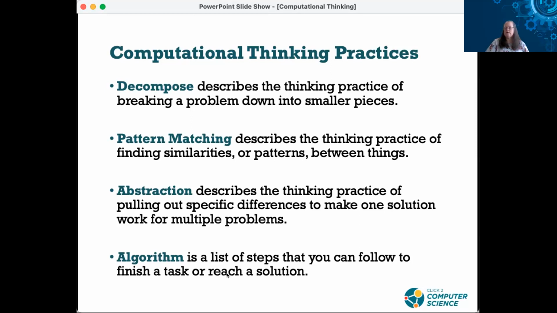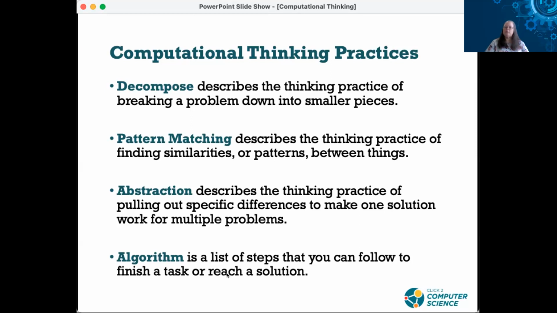So once they started figuring out that they had words that were the same, they started figuring out, okay, there's a pattern to this. And so now I always have an animal, that's a part of the pattern. And then I always had some numbers that I had to attach with it by rolling dice. And so then you move into abstraction, which is the thinking practice of pulling out specific differences to make one solution work for multiple problems.